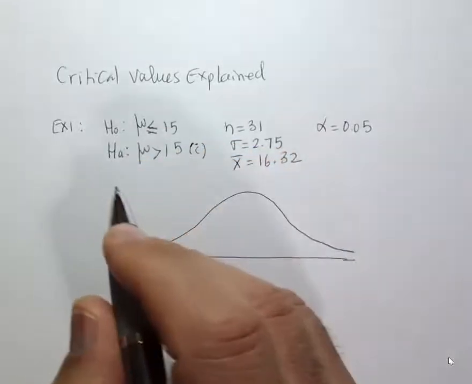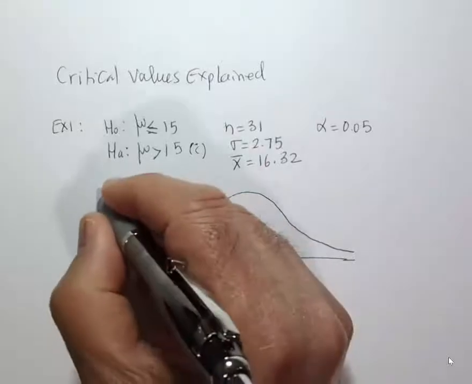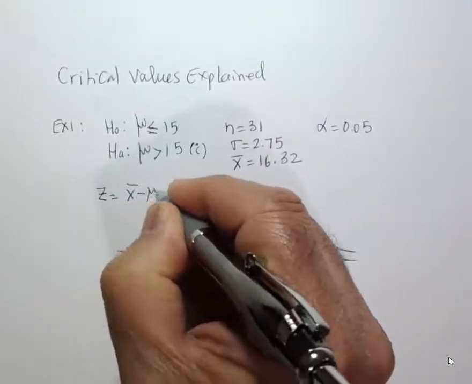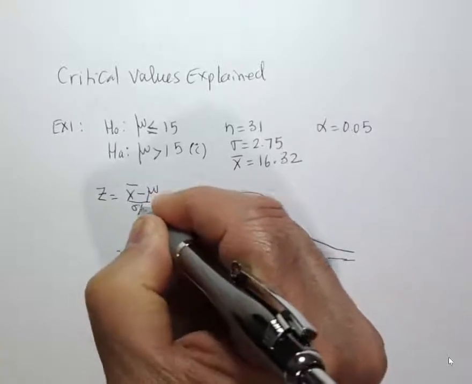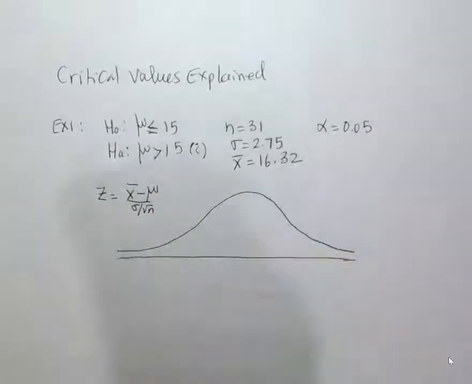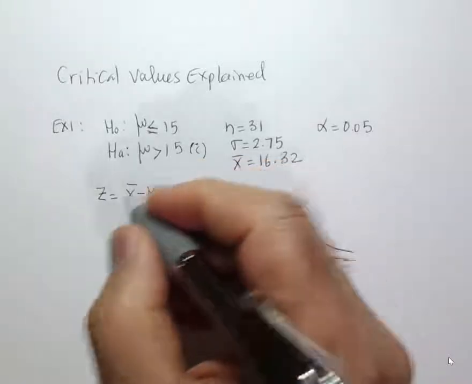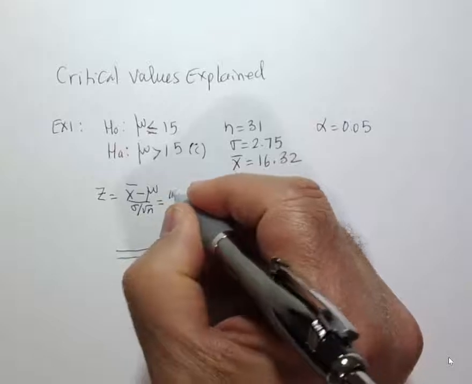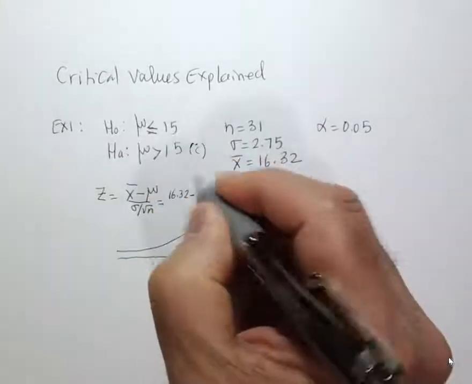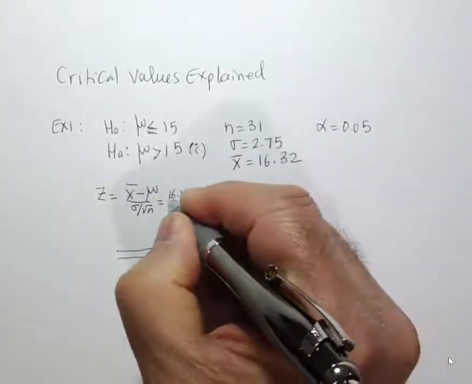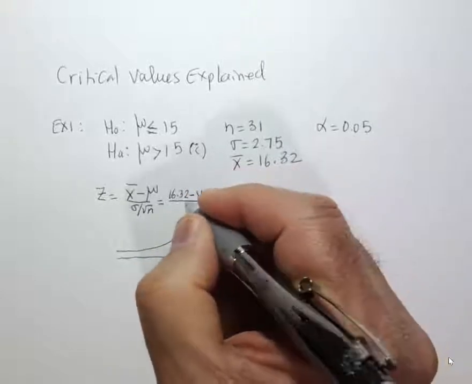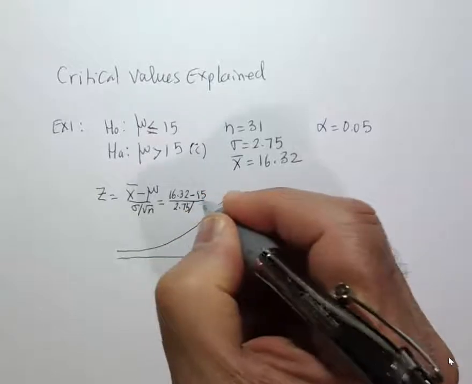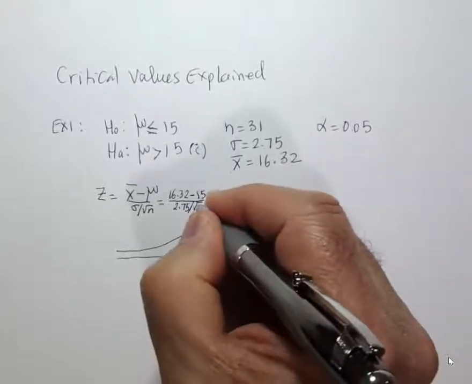The second step, you can do it either by hand or using the calculator, which is find the test statistic, which is x bar minus mu divided by sigma over square root of n. If you want to do the math, it will be x bar, which is 16.32, minus 15, which we assume the null hypothesis is true until proven otherwise. Sigma is 2.75 divided by square root of n, which is square root of 31.